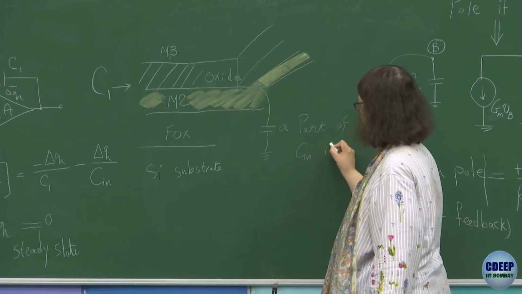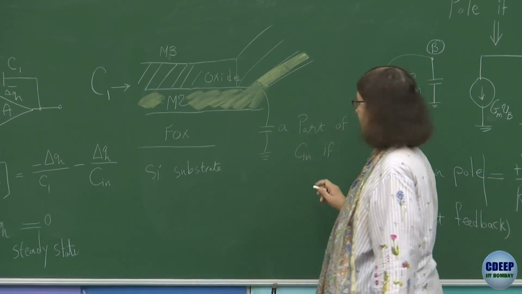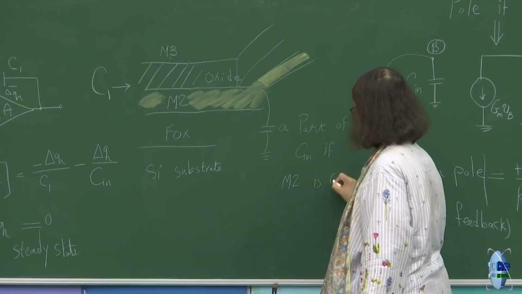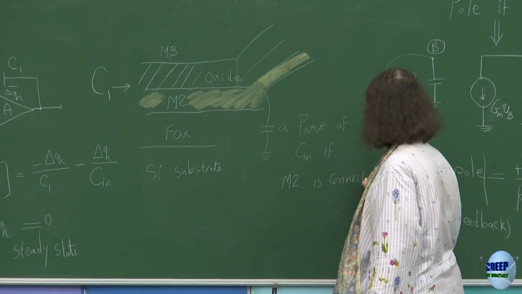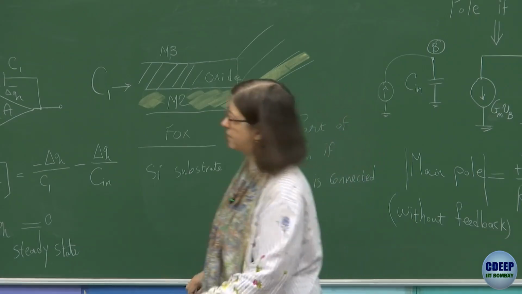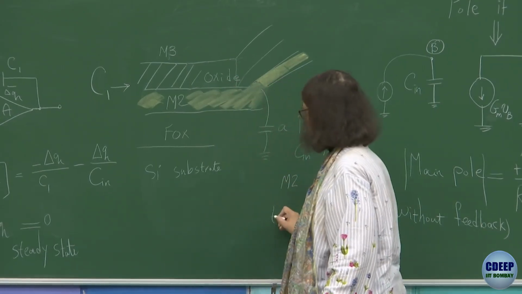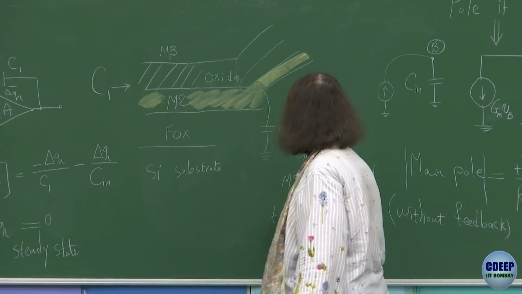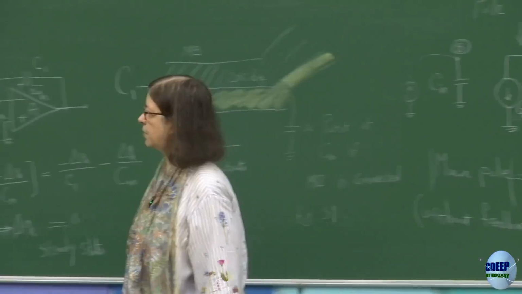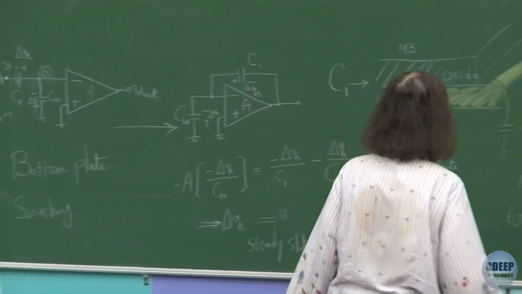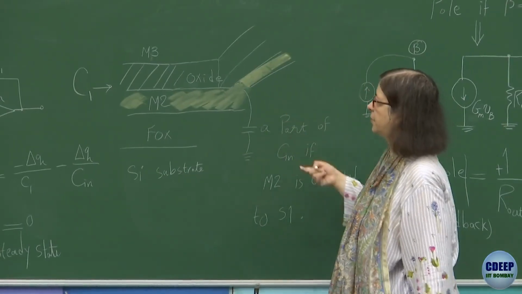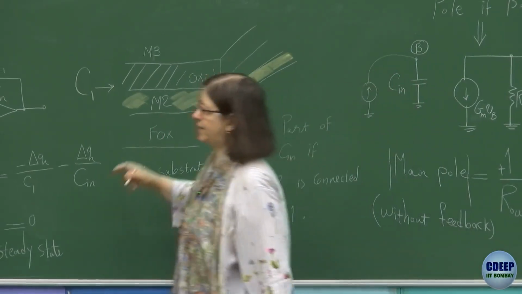If this terminal is connected, if M2 is connected to eventually the left side of C1, how to mention it, to S1, switch S1. So therefore, to reduce the effect of Cin, when we actually do the layout, we connect the top plate.